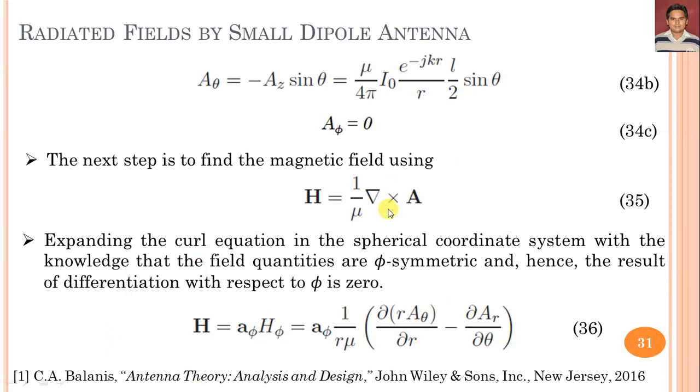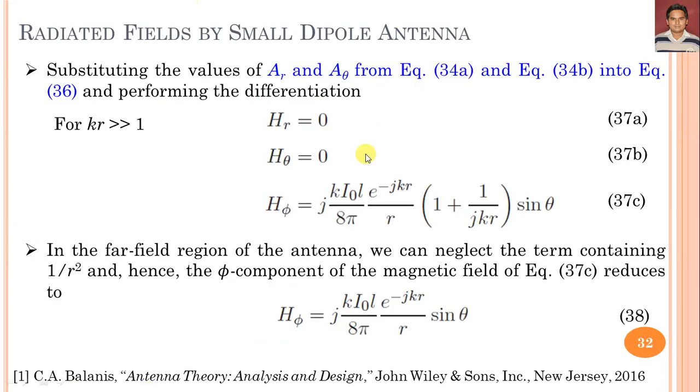This is the generalized expression that we have calculated from equation 35, and by putting the values of A theta and Ar from equation 34 a and b, we can get the values of Hr, H theta and H phi for the far field region, kr greater than 1. In that case, we are getting Hr 0, H theta 0, and H phi having this expression. Here the H phi component has 1 by r plus 1 by r square, so we have neglected the 1 by r square term in the far field region.